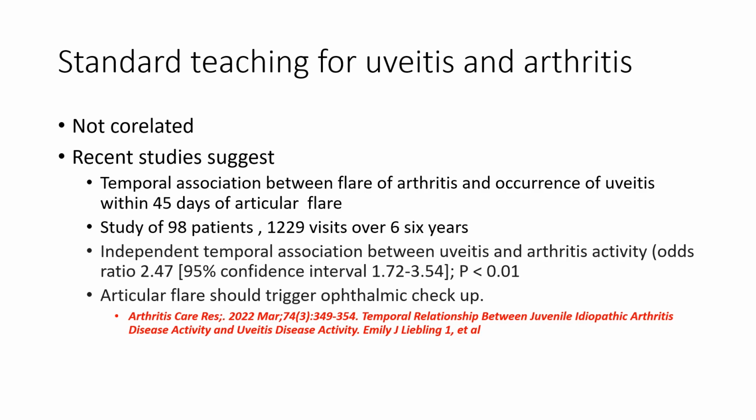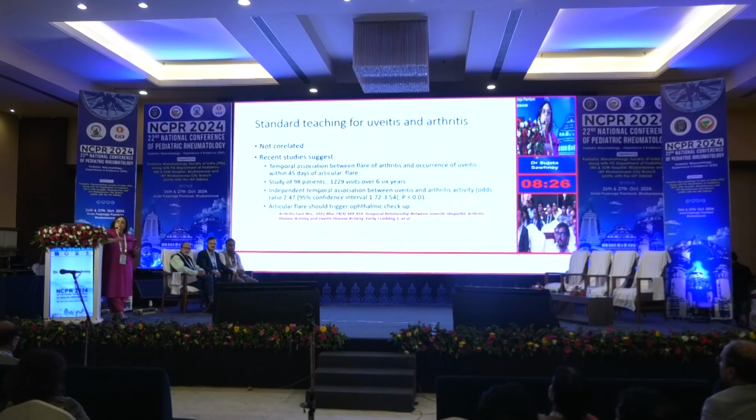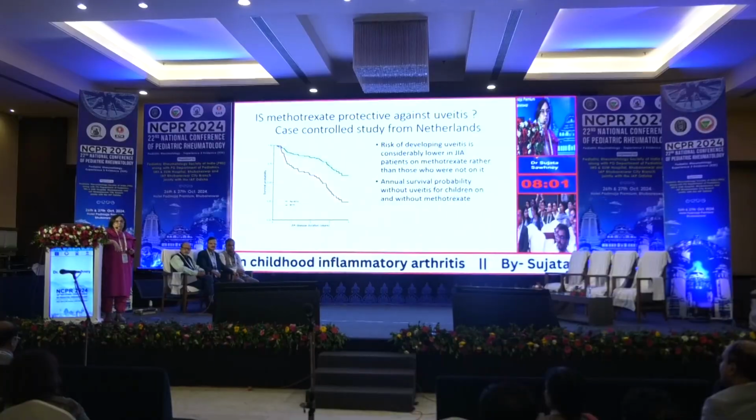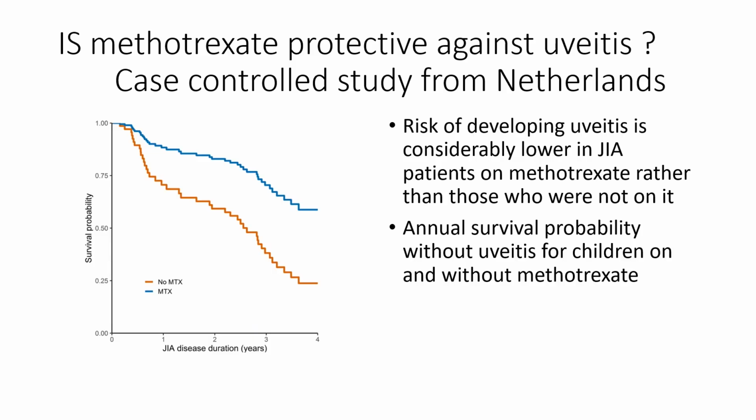The standard teaching has always been that the uveitis and the arthritis march on their own tune. That is to say, both may not go in parallel, but there's some data to suggest that if your patient has an articular flare, then that child is at high risk of developing new onset uveitis or uveitic flare within 6 weeks from the arthritis. So what is the practice point? If your patient has an articular flare after a long while, please get the eyes evaluated within 6 weeks.